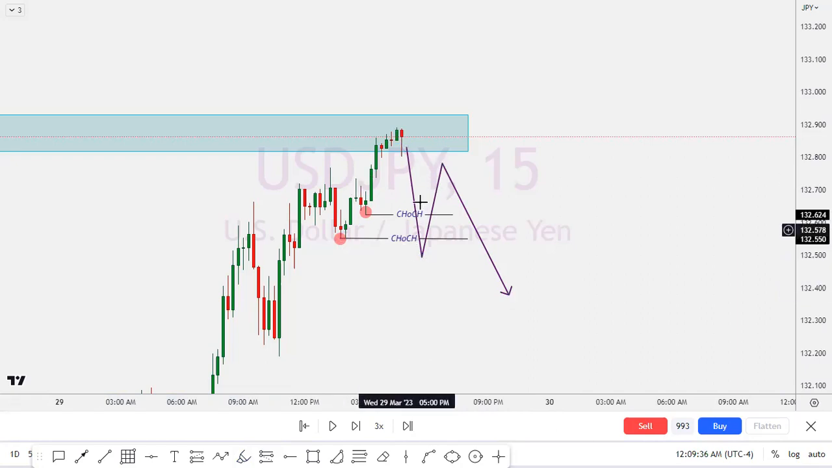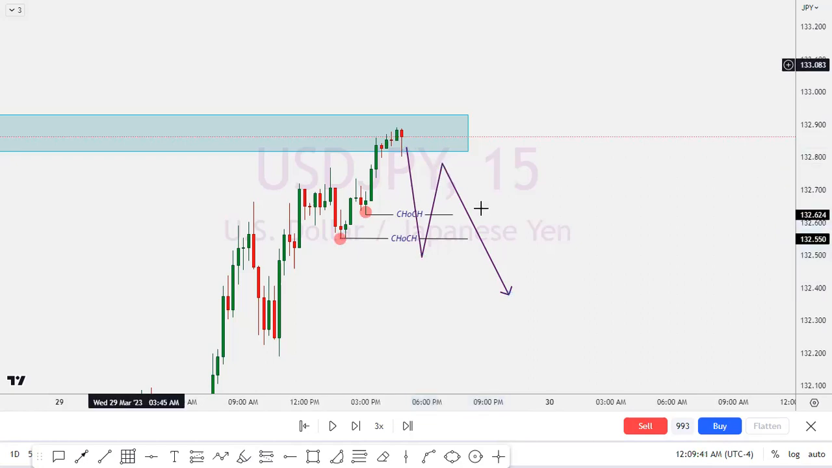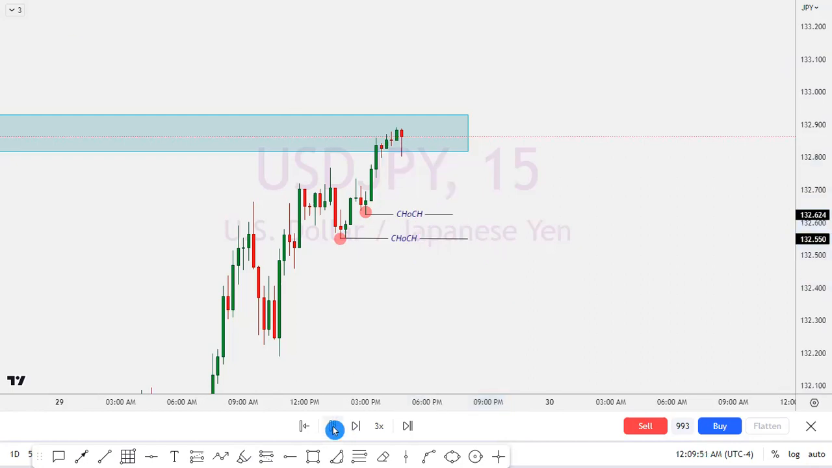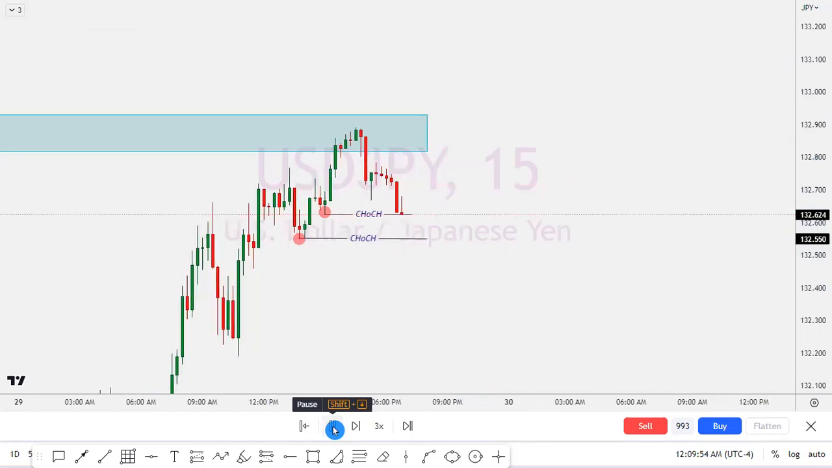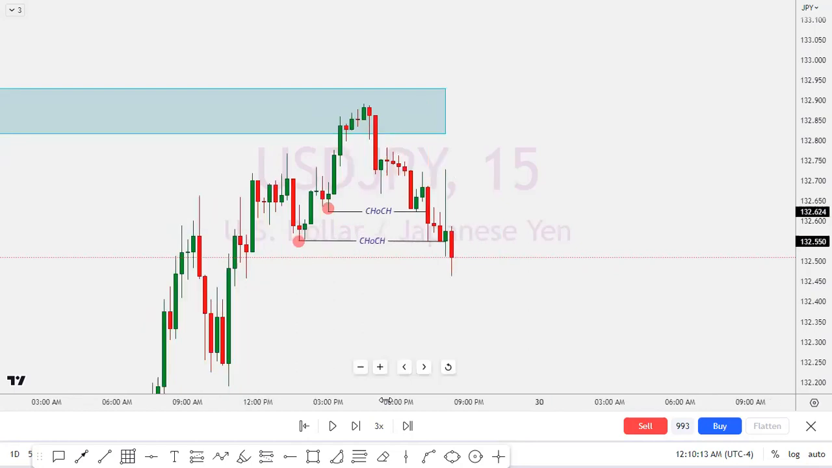So let's spray it out and see if the market takes those two points. Let's see. Yeah, you see the market took the first change of character and then the second change of character. So this indicates to me a very strong bearish movement. Now I'm expecting to see price continue selling.